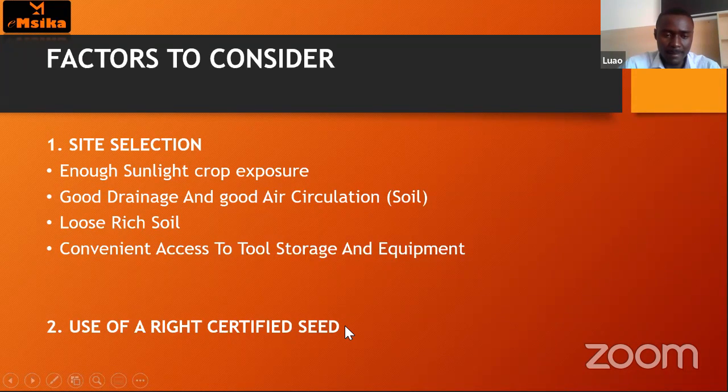So this certified seed is very important when one wants to grow any crop, and when it comes to maize, the seed will give you a potential yield of 10 tons per hectare maximum, and most of your farmers can really reach up to 5 or 6 tons per hectare once you follow proper practices, depending on the rains.